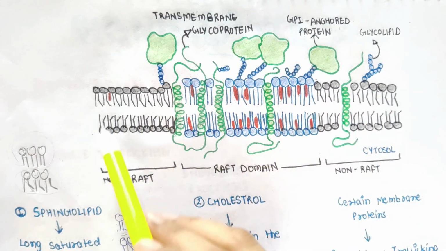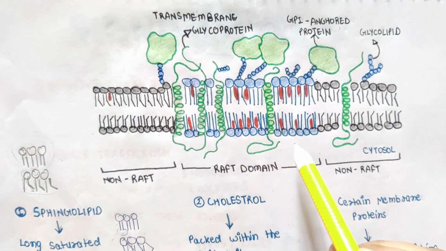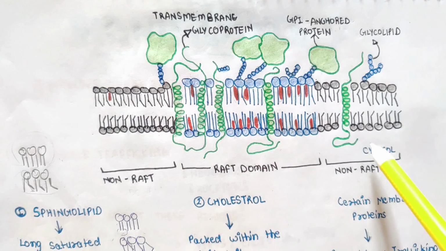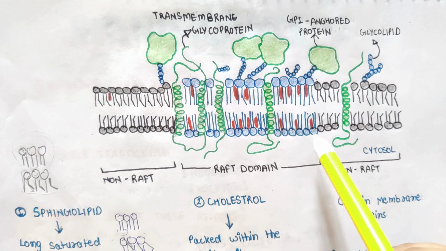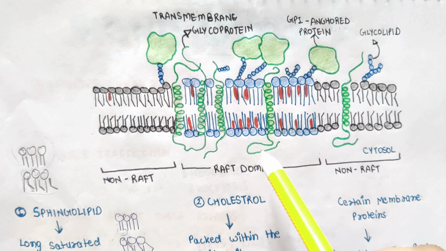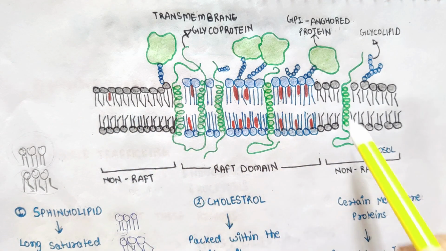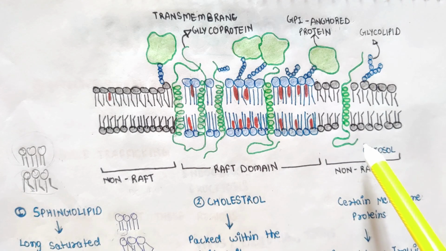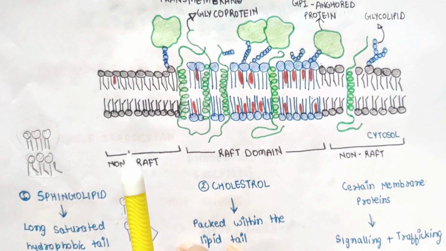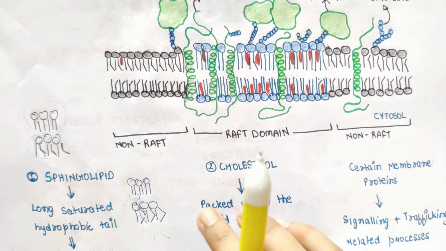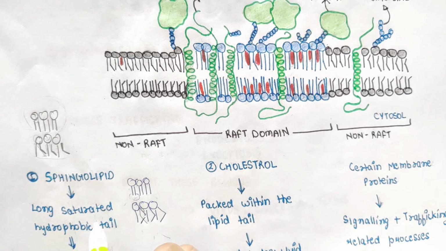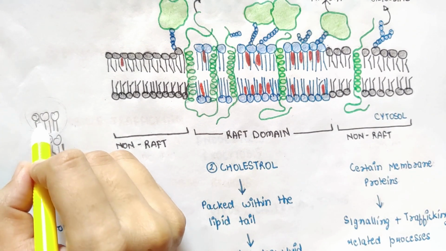This is the structure of the cell membrane, where these are the raft domains and these are the non-raft domains. Just by looking at this structure, we can clearly see that the raft looks quite more rigid compared to the non-raft domain, right? So let us know the reason behind it. Lipid rafts are highly enriched with sphingolipids, and these sphingolipids have long saturated hydrophobic tails.